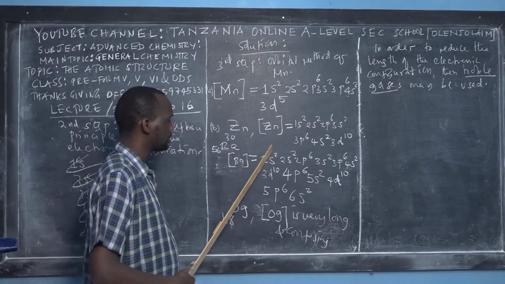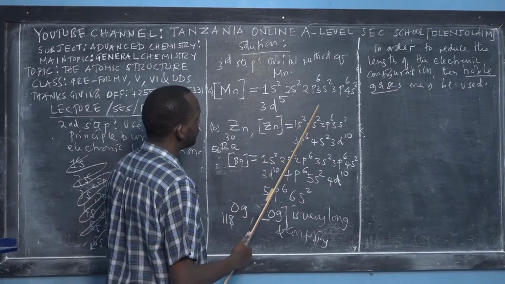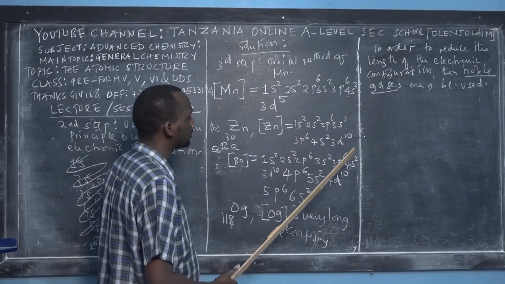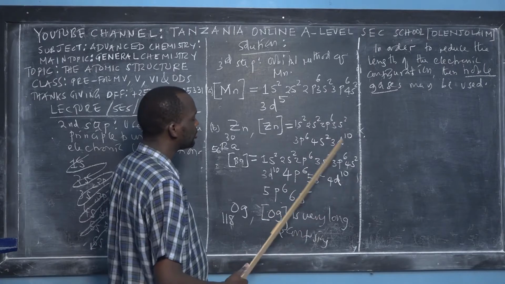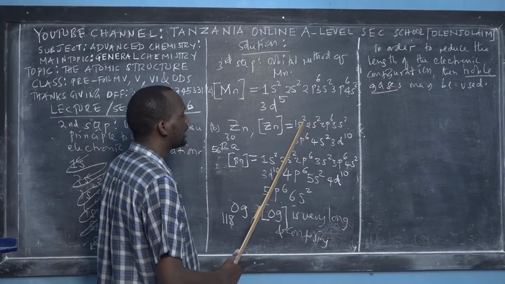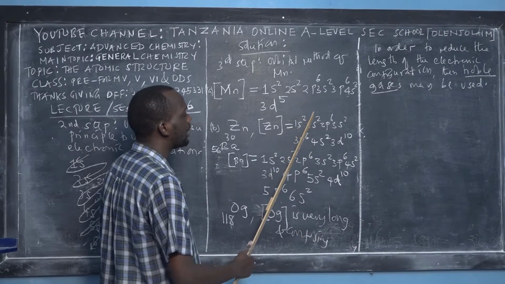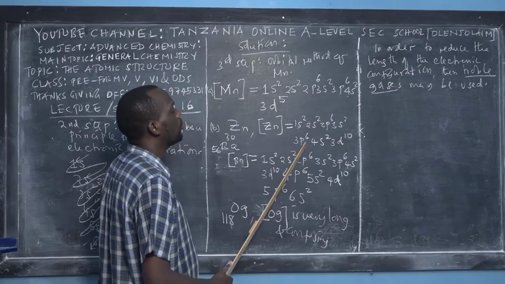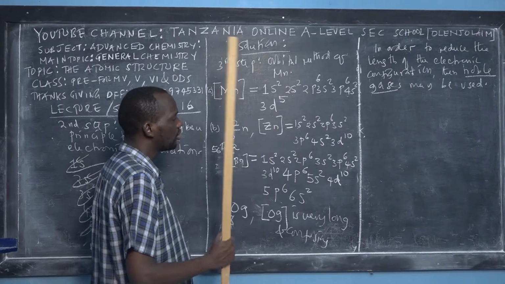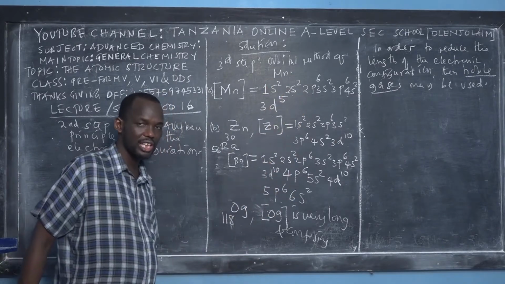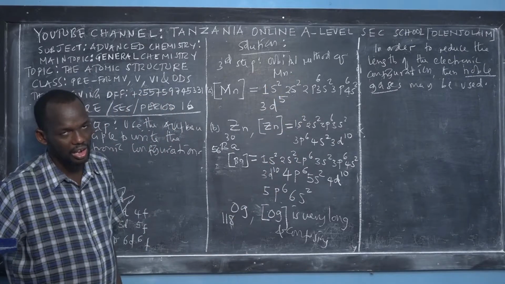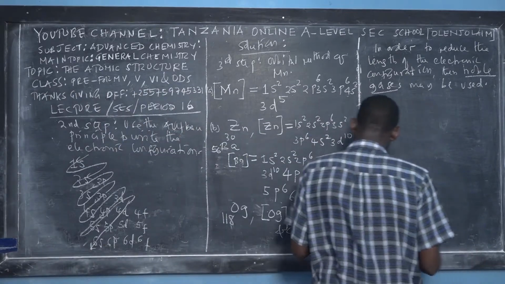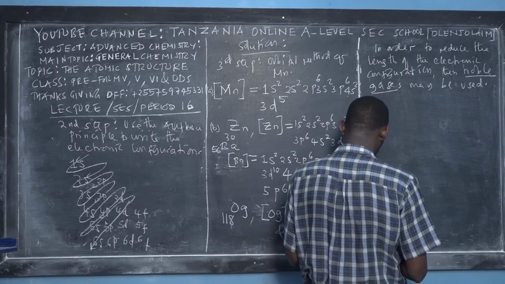Similarly for zinc, here we have 2 plus 2 plus 6 is 10, plus 2 is 12, plus 6 is 18. Then it continues. So instead of writing these 5 sublevels, 1s, 2s, 2p, 3s and 3p, we can replace that sequence with the noble gas, which is argon. That's what I am going to teach you now, because it is a very important subject.